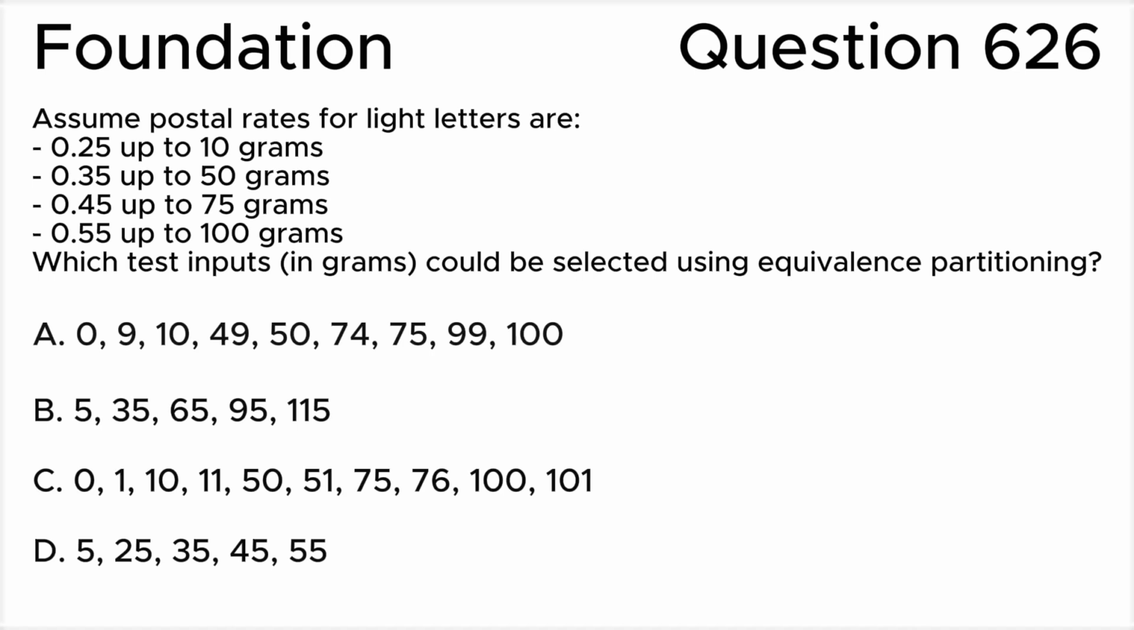ISTQB Foundation Level, question 626. Assume postal rates for light letters are 0.25 up to 10 grams, 0.35 up to 50 grams, 0.45 up to 75 grams, 0.55 up to 100 grams. Which test inputs in grams would be selected using equivalence partitioning?